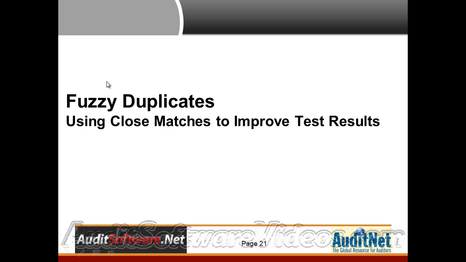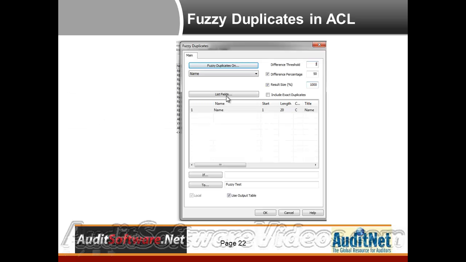Okay, so fuzzy duplicates is a new feature that ACL has provided that allows you to produce more close matches to improve your test results. And in a way, it gives you a lot more results to work with in ACL, which may or may not be what you want, but we'll talk you through that. This is the new page or dialogue that you take a look at when you work on fuzzy duplicates.